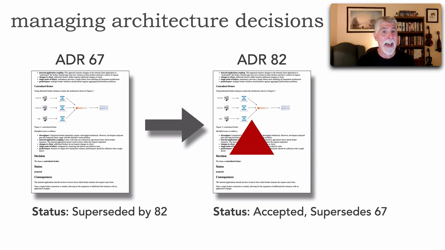So one of the things in this kind of practice, which is very common, is to always look at that status before just taking it at face value of what that decision is. This kind of practice of managing architecture decisions gives us the history and the prior context of why we made a certain decision. And then ADR 82 describes why it was made differently. And these are two ways of being able to manage architecture decision records, leveraging that status piece.